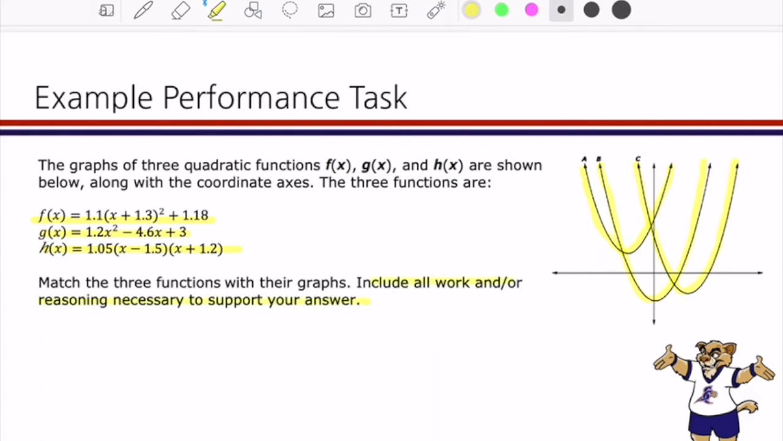So before you move on in the presentation, take a minute, pause on this slide, see if you can match them up. You have 3 equations that are given to you in different forms. So take a minute, pause here, see if you can match these up. Which one does f of x go with, which one does g of x go with, and which one does h of x go with, given the 3 graphs over here, A, B, and C.